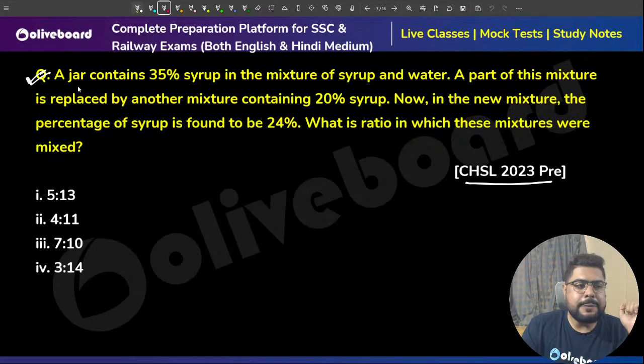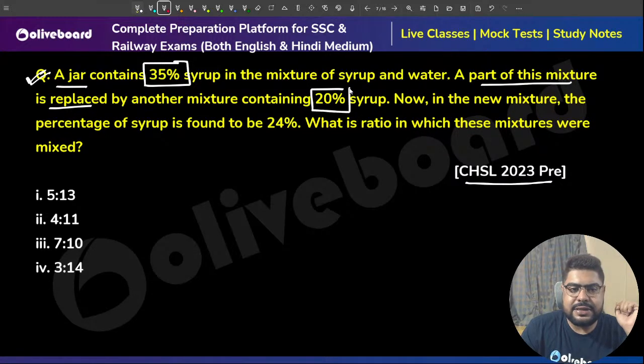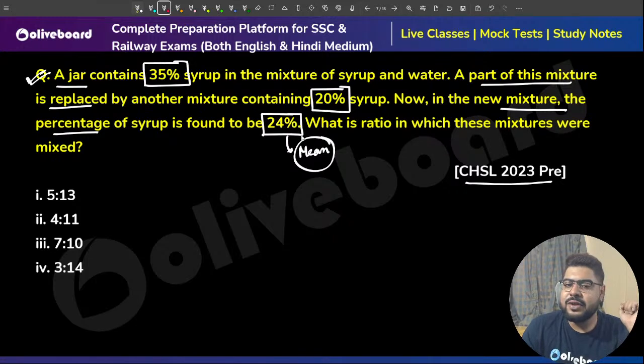Let's read it. A jar contains 35% syrup. A part of this mixture was replaced by another mixture containing 20% syrup. In the new mixture, the percentage of syrup is found to be 24. Sir, this is your mean value, your middle value. In which ratio were these mixtures mixed?